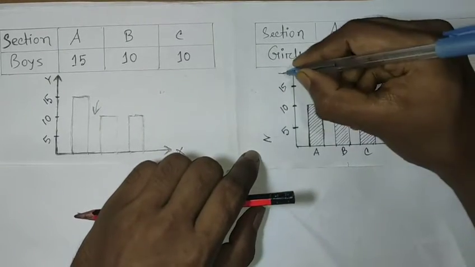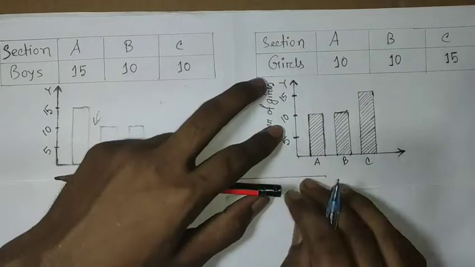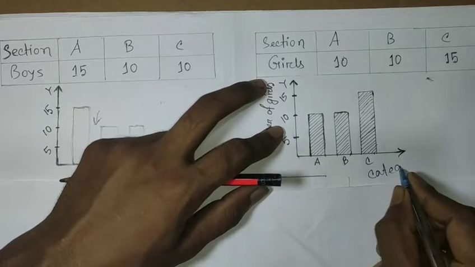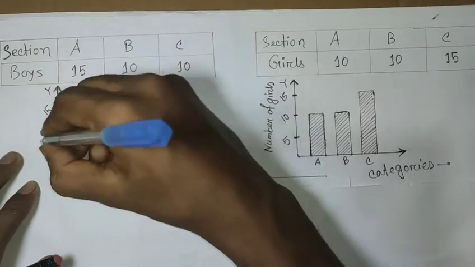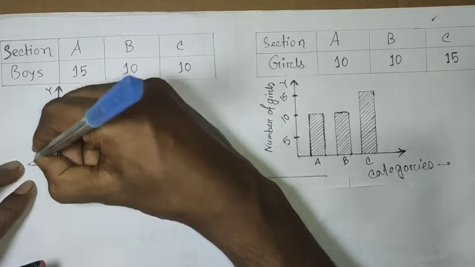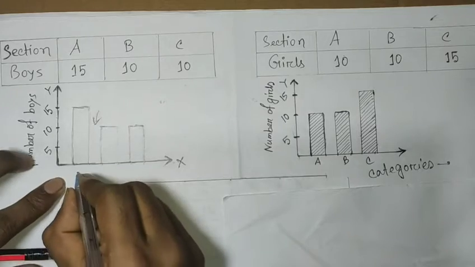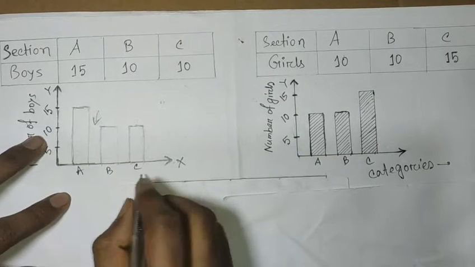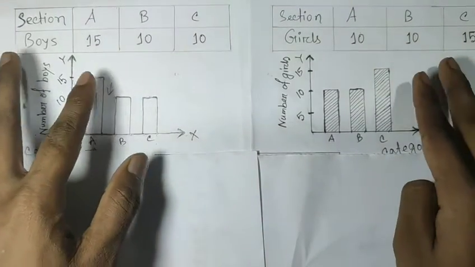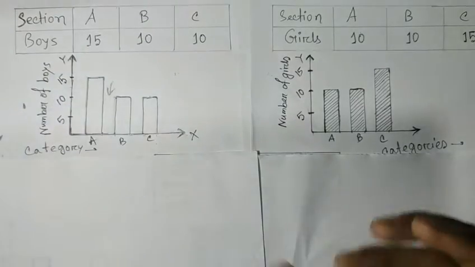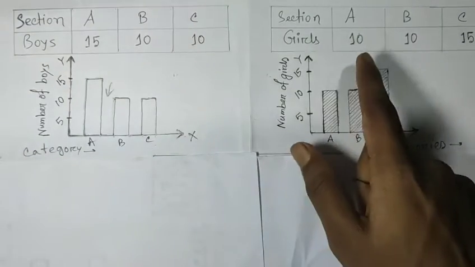So here on the y-axis we represent the number of girls, and the x-axis represents the categories. Same thing for this graph: here we are representing the number of boys on the y-axis, and on the x-axis we have the A, B, C categories. One thing must be noticed: these two datasets are the same kind of data. Just write down here the data of boys and here the data of girls.